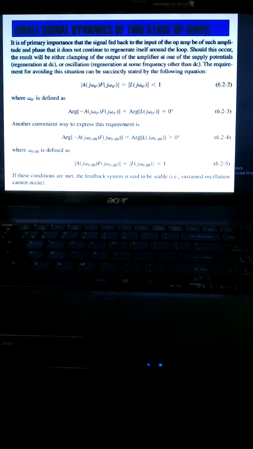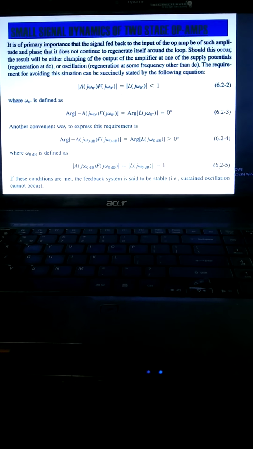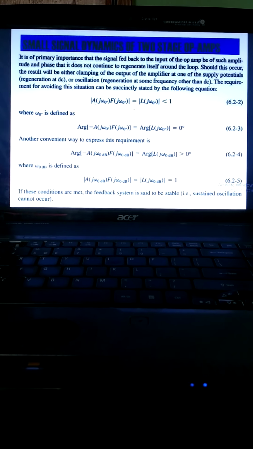Now we go to the small signal dynamics of the two-stage op-amp. In the small signal analysis of the two-stage op-amp, you already know what small signal analysis is. Here, as already told, we consider the frequency domain analysis.